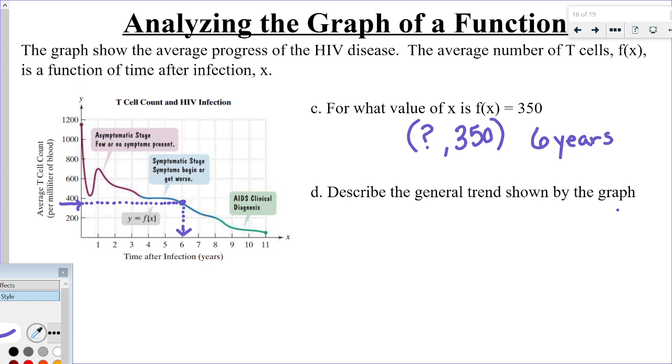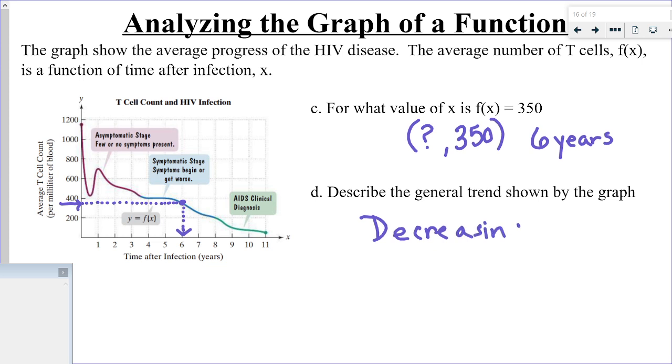Okay. And we're going to talk about the math word for this, but the general trend, if you just step back and don't get too close to this graph, what's it doing over time? That is the math word. There it is. Decreasing. Questions?